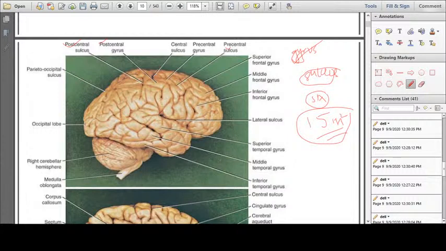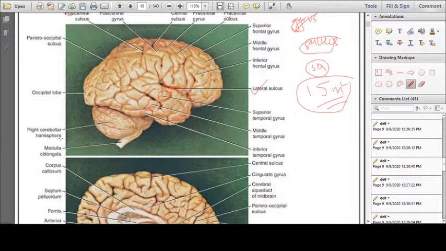This one is very important. This is the lateral sulcus. The lateral sulcus is one of the most prominent sulci, and it helps in separating the temporal lobe from the frontal and parietal lobes. There is the superior temporal gyrus, the middle temporal gyrus, and the inferior temporal gyrus.